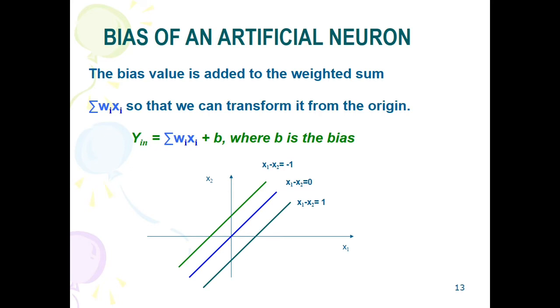So here the y in. The output will be based upon the summation of wi, that is weight, into the number of inputs, plus bias. Here b is the bias, which is the term used for mentioning the bias. So we can see the number of inputs. Here x1 minus x2: for 1 and 0 it will be 1, for 0 and 1 it will be minus 1, and for 1 and 1 it will be 0, which is the origin. If the x1 value is greater than x2, it is on the positive side. If the x1 value is less than x2, it will be in the negative region.